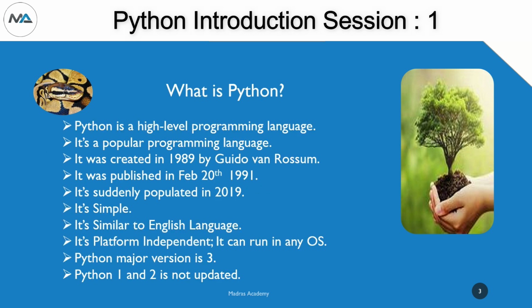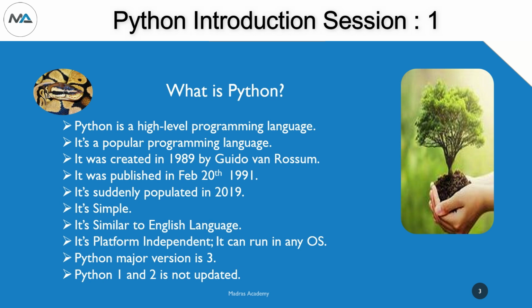what is Python? Python is a high-level programming language. It is a popular programming language. It was created in 1989 by Guido van Rossum. It was published on January 20th, 1991. This is the first language, created in 1989 itself.